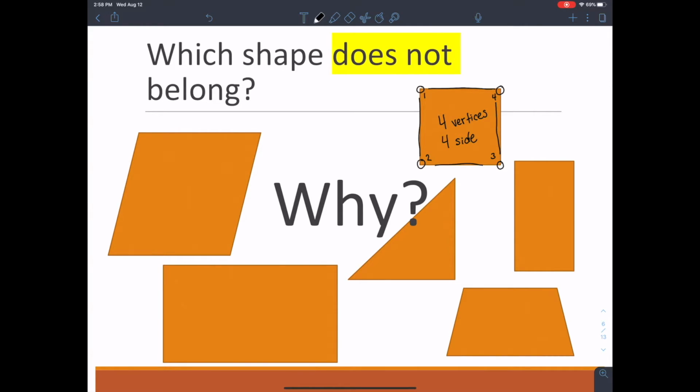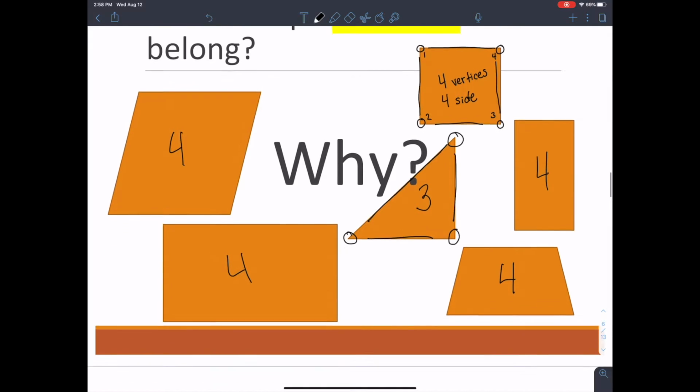Here are the answers. This one has 4, this one has 4, this one has 4, this one has 4, and this one is the only one that has 3 vertices. We have 1, 2, 3 vertices. And for sides, we have 1, 2, 3. We have 3 sides. Now on to the next one.